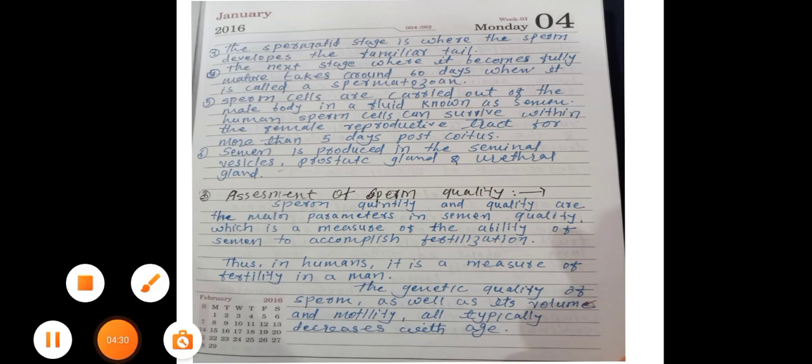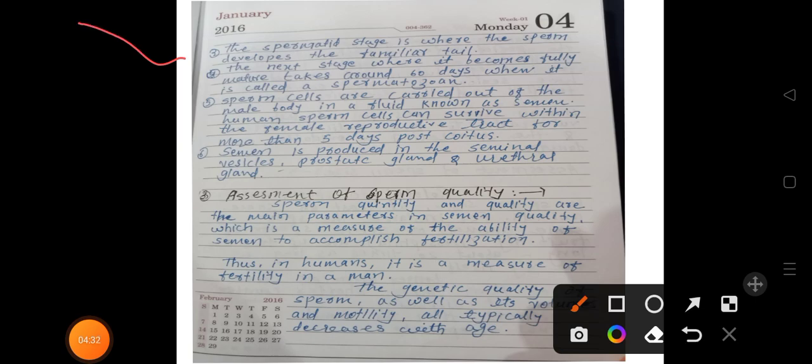The next point is that the spermatid stage is where the sperm develops the familiar tail. The next stage, where it becomes fully mature, takes around 60 days, when it is called a spermatozoon. Sperm cells are carried out of the male body in a fluid known as semen. Human sperm cells can survive within the female reproductive tract for more than 5 days post-coitus.